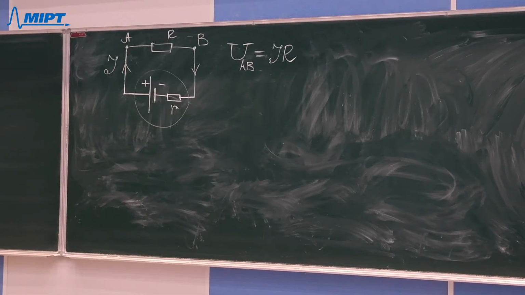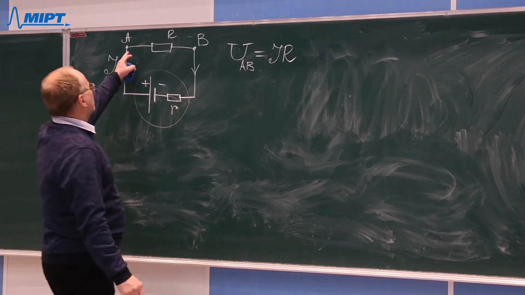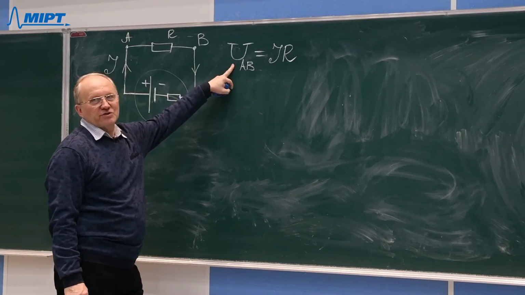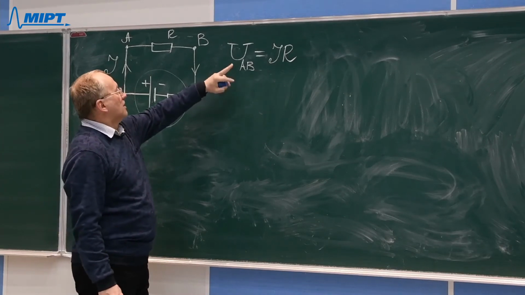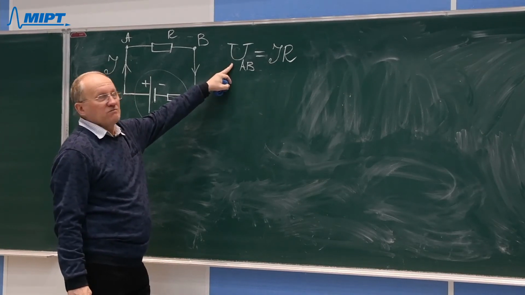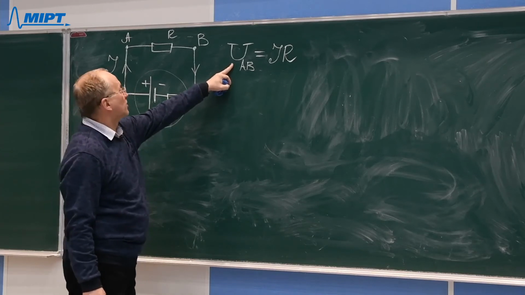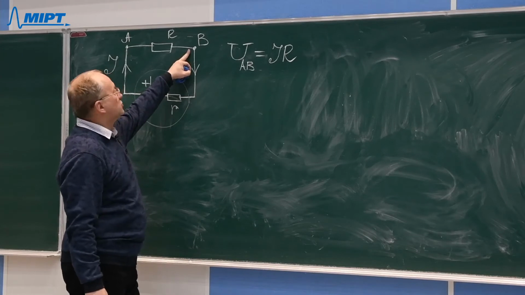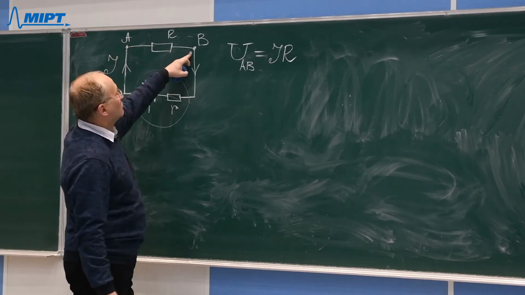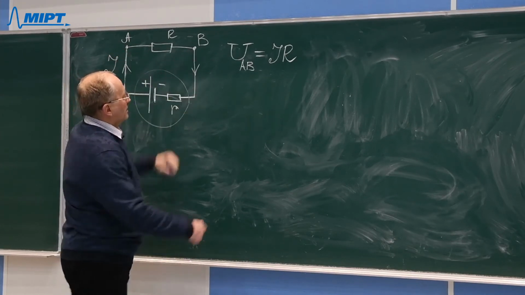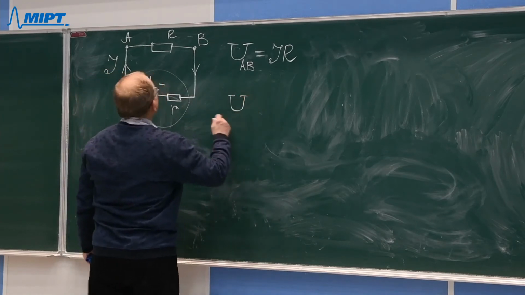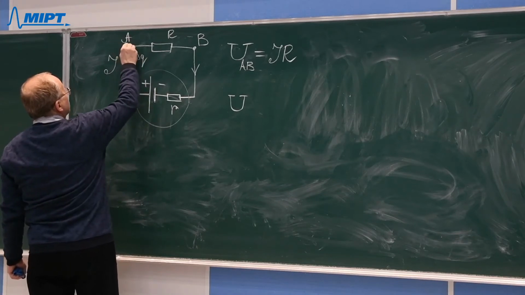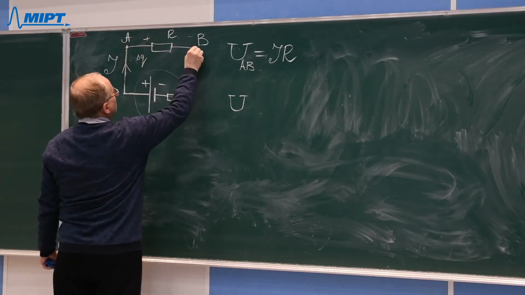So that will be the potential difference between points A and B. If we recall what the potential difference is by definition, that is the work produced by the electric field if a unit charge is carried from point A to point B. So we may take a small charge, delta Q, and carry it from point A to point B.